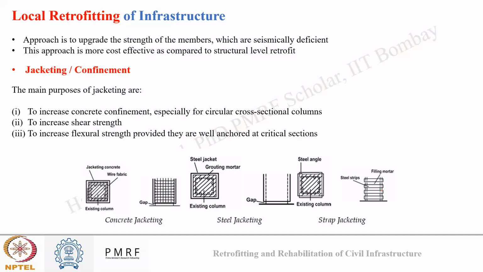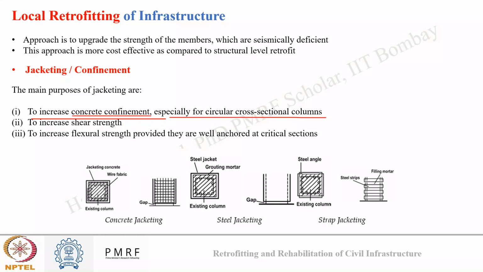Okay. Now, to accomplish local retrofitting, we have jacketing or confinement. This is something that we have discussed quite a few times throughout the course. Whether it is steel plate jacketing or FRP jacketing, we have already discussed what jacketing is. The main purpose of jacketing, if I highlight again, is to increase the concrete confinement, especially for circular cross section columns.